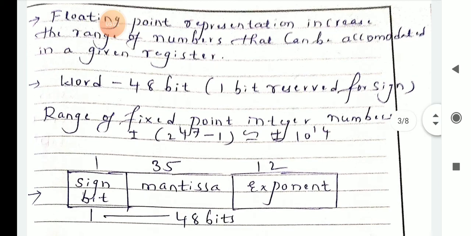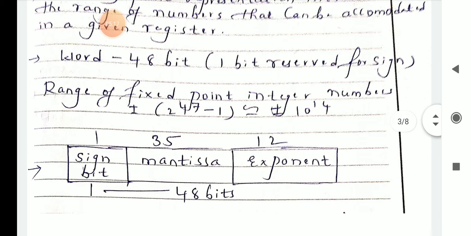For example, you can take one word, so that word should be 48 bits. In that 48-bit word, one bit is reserved for sign. The range of fixed point integer numbers you can write is plus or minus 2 to the power of 47 minus 1, which is approximately plus or minus 10 raised to 14.